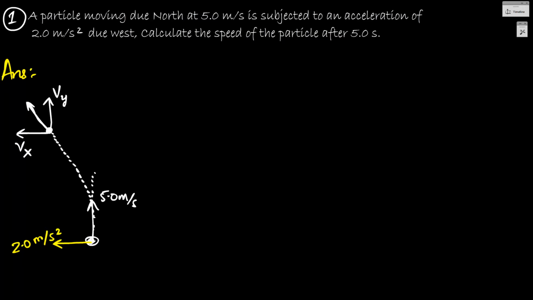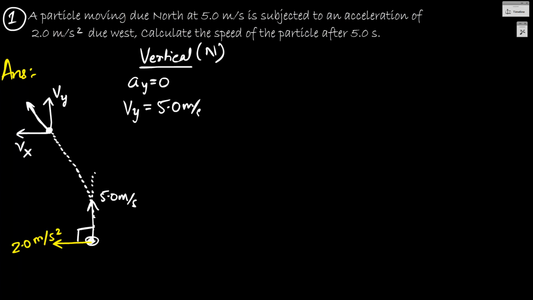So let's do it. We'll look at vertical separately. Vertical means along north. Since the acceleration is directed towards the west, which is horizontal, there is absolutely no acceleration in the vertical. It has no component in the perpendicular direction. Therefore, acceleration in the vertical is 0. Since acceleration is 0, final velocity will be the same as initial velocity. So it's going to just remain 5 meters per second. Our velocity along the y is just going to remain 5. That's not going to change at all.